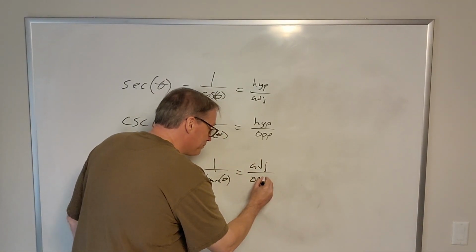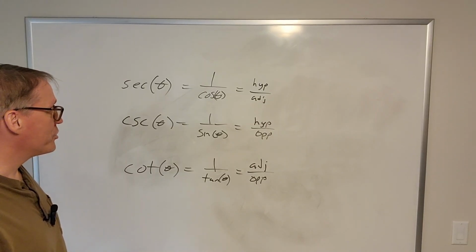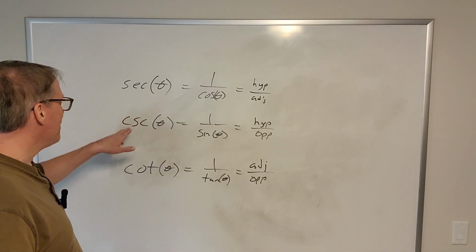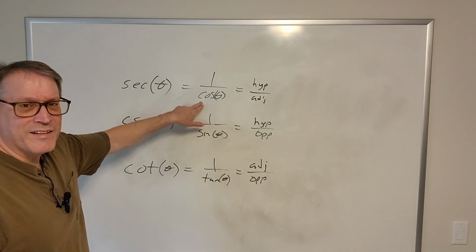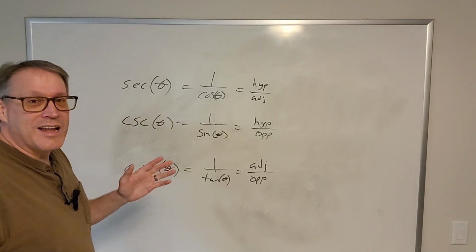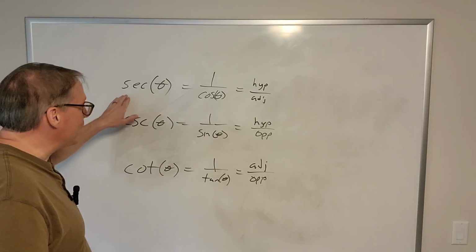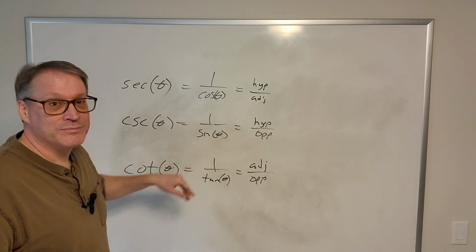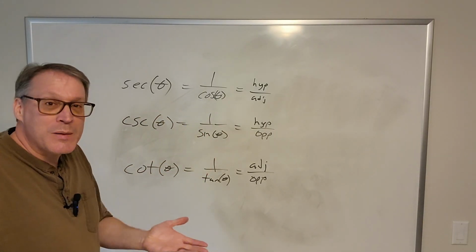Adjacent over opposite. So just know those. Back in my day, when I first saw these, I was like, why isn't cosecant corresponding to cosine? You think that would be the case. It's not. Just know that they're the opposites. Secant corresponds to the cosine. Cosecant corresponds to the sine. It just is. Memorize it.